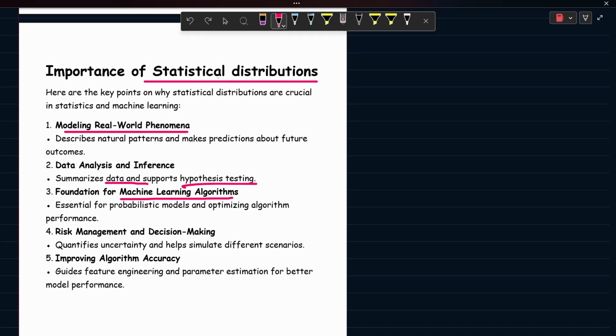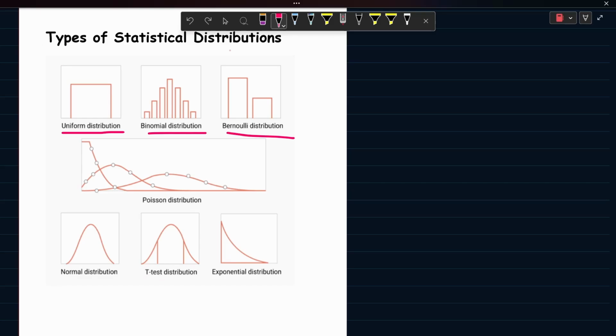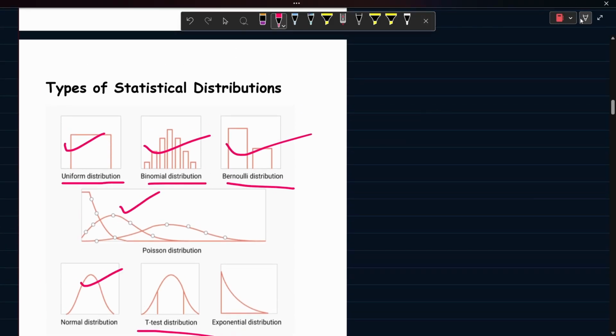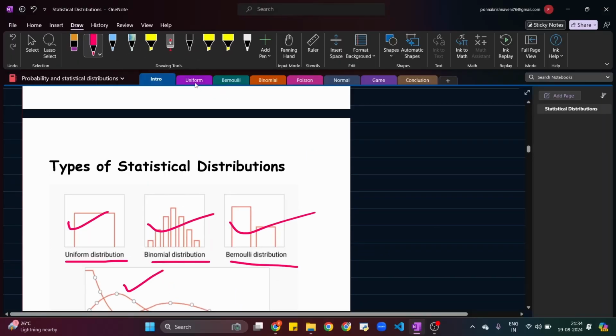Using the parameters in these distributions, we can optimize the performance of the model. We have various types of statistical distributions: uniform distribution, binomial distribution, Bernoulli distribution, Poisson distribution, normal distribution, and these we rarely use. These are the important distributions that you have to know if you want to become a data scientist. So let's go and catch up with each of these distributions.